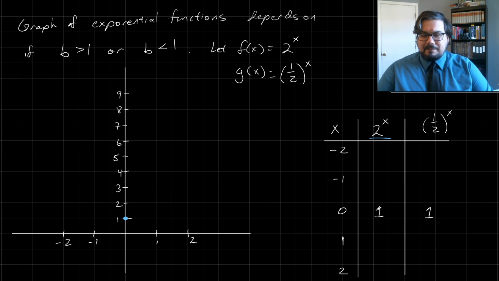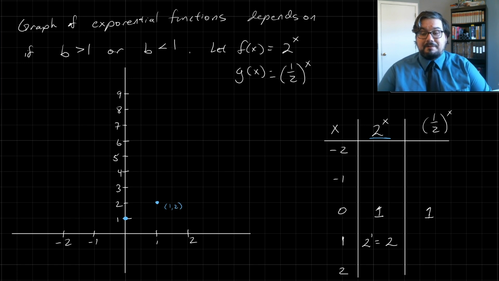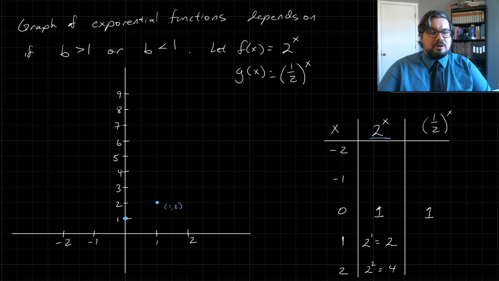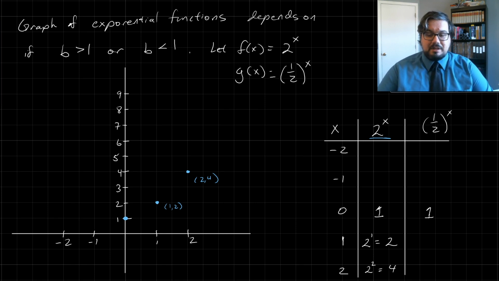Now, if x is 1, then 2 to the x is 2 to the 1, which is just 2. So that means that the point 1, 2 is on the graph of f. And then we've got, if x is 2, then we get 2 to the 2, which is 4, which is on the graph of 2 to the x. And at this point, it looks almost like a quadratic function. It looks almost like a parabola, but that's going to change once we start moving to the lower numbers.